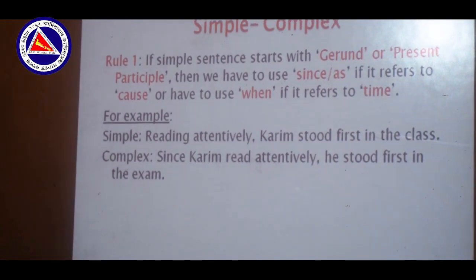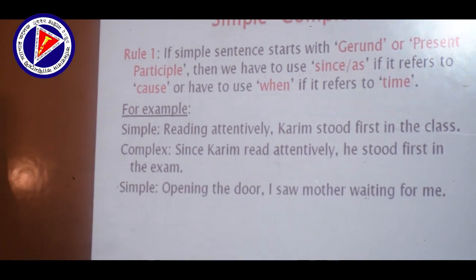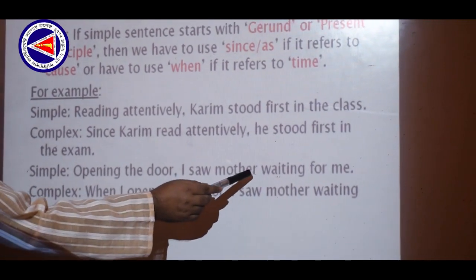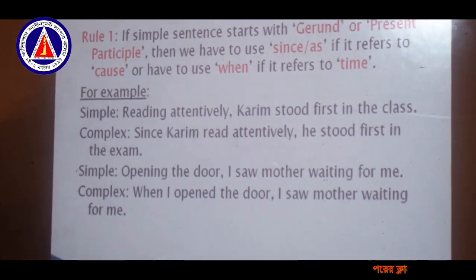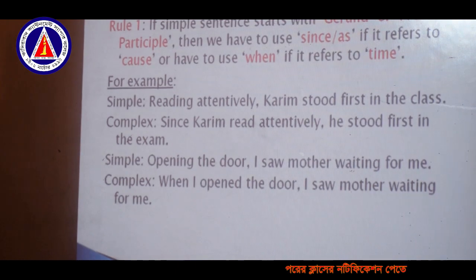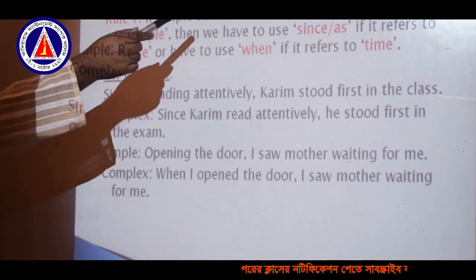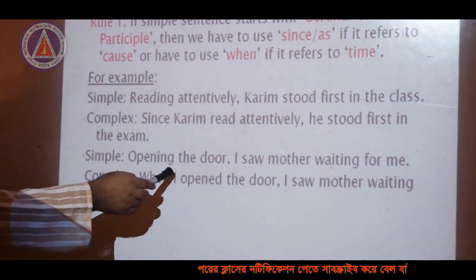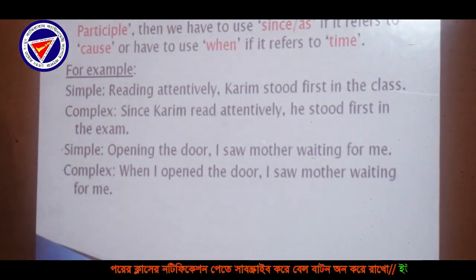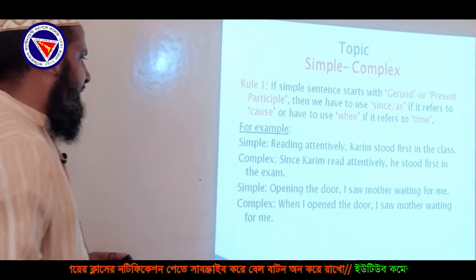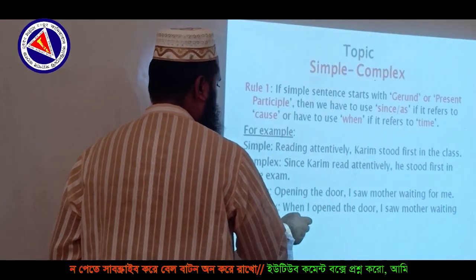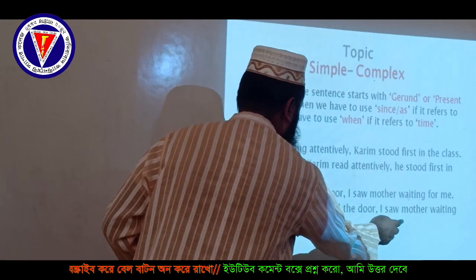If I give you another example: Opening the door, I saw mother waiting for me. Ing with the verb, that means gerund or participle. So here there is a single clause, a principal clause, I saw mother waiting for me. But to make it complex, we need at least two clauses. One should be subordinate and the second one should be principal.